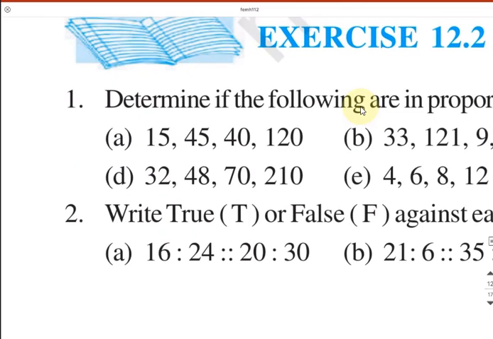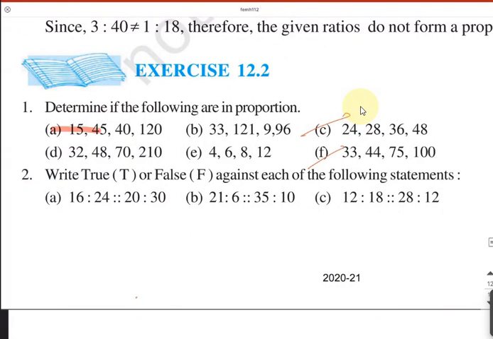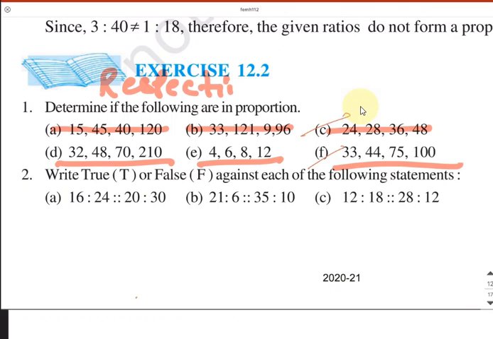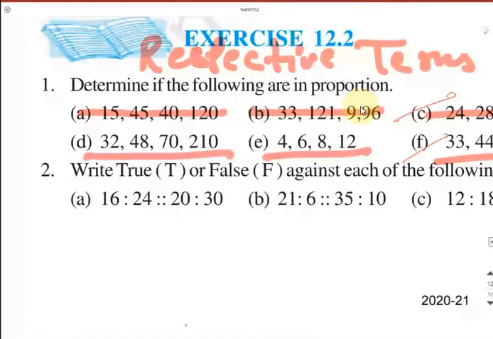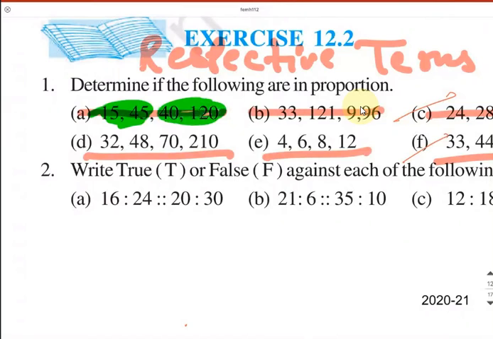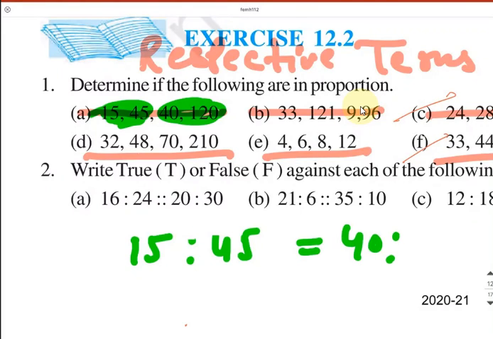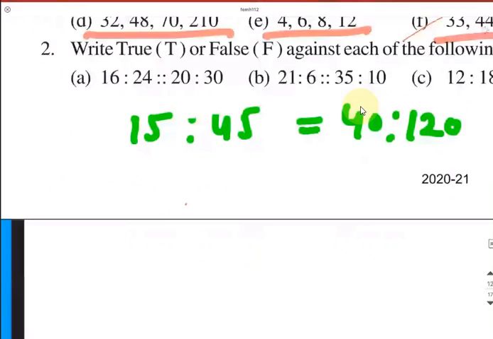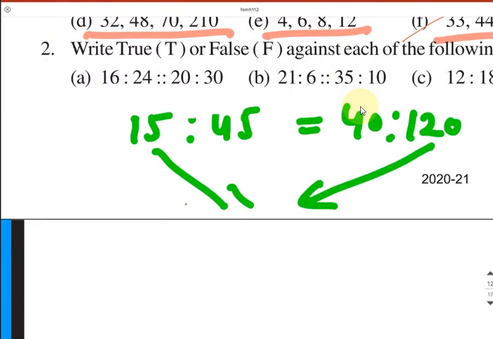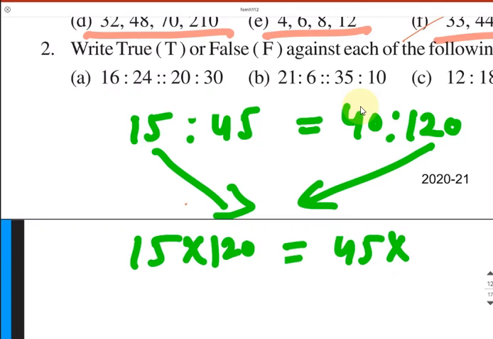See, whenever you have four quantities written like this, 4, here also 4, here also 4, these are called which terms? Respective terms. In these respective terms, the first two will make your first ratio, the last two will make your second ratio. So what will be your first ratio? 15 ratio 45. Your second ratio will become 40 ratio 120. After that, what you have to do? What are your extremes? 15 and 120. So you will write 15 into 120 equal to 45 into 40. Clear?